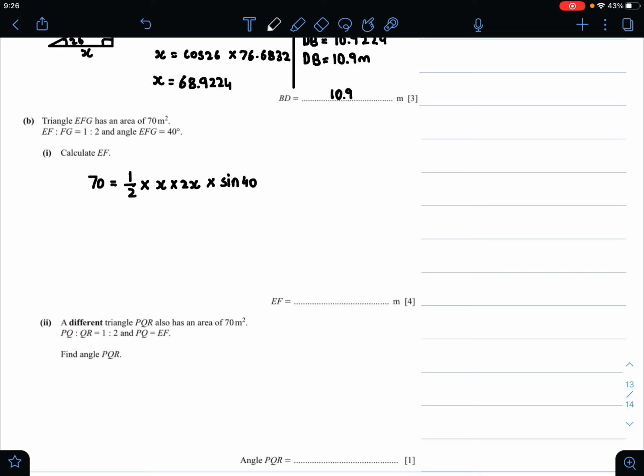So we can take half to the other side, so it becomes 70 multiplied by 2, which is 140 meters square, which is equal to x multiplied by 2x, which is 2x square, multiplied by sine 40. Now instead of writing 140, actually we can cancel out the 2 and the 2, so we'll be left with 70 is equal to x square multiplied by sine 40. So therefore x square will be equal to 70 divided by sine 40.